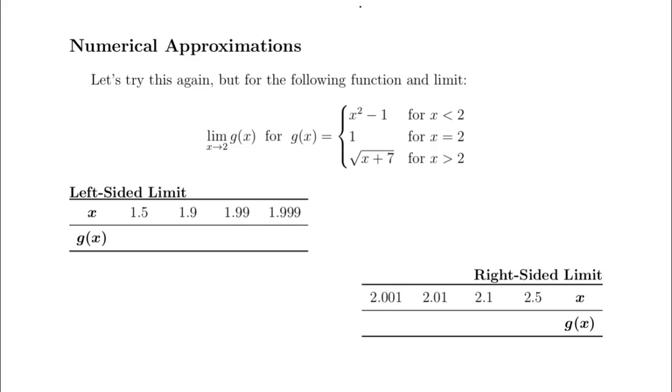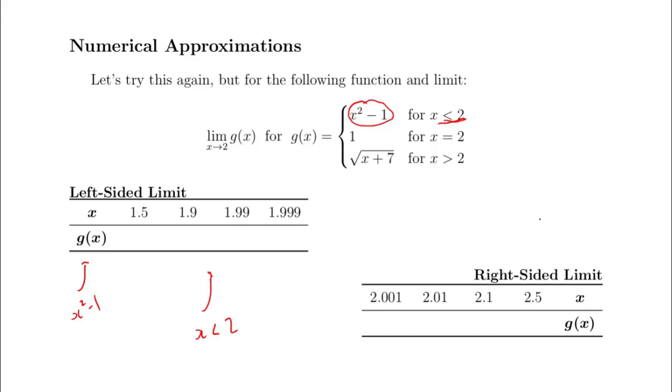So what I want us to do is to just plug these values into our function. But first, what we'll notice is that with the left-sided limit, these x values are all less than 2. And so for our piecewise function, we're using x squared minus 1. So grab those x values, chuck them into your function, and see what kind of outputs you get.